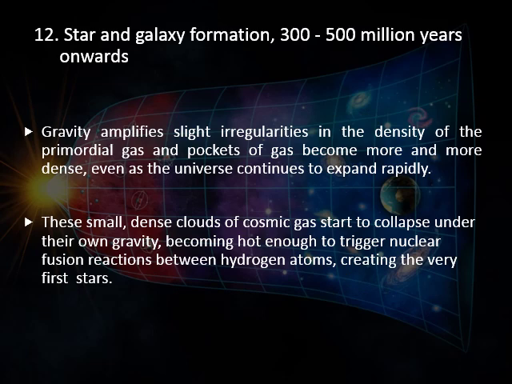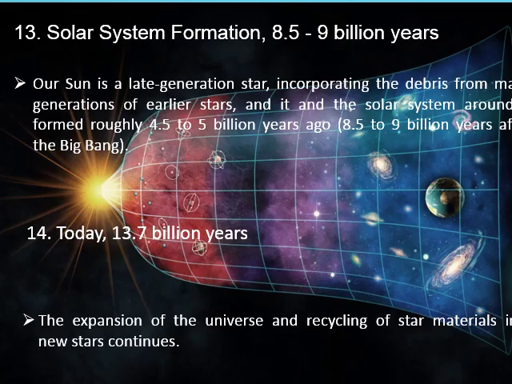The 12th step is star and galaxy formation, that is 300 to 500 million years onwards. At this stage, gravity amplifies slight irregularities in the density of the primordial gas, and pockets of gas become more and more dense even as the universe continues to expand rapidly. These small dense clouds of cosmic gas start to collapse under their own gravity, becoming hot enough to trigger nuclear fusion reactions between hydrogen atoms, creating the first stars.